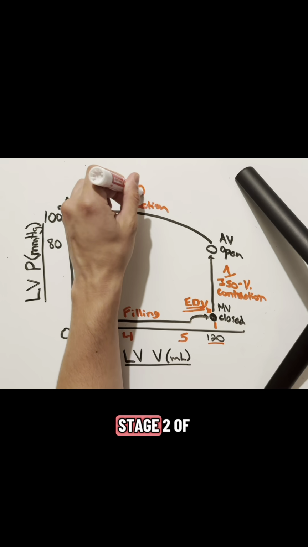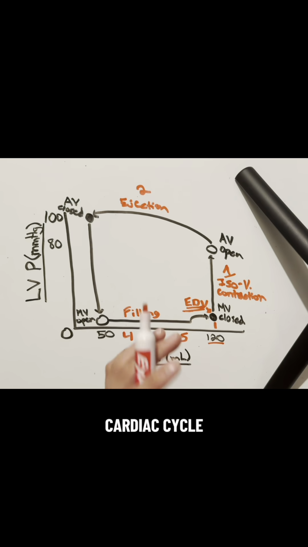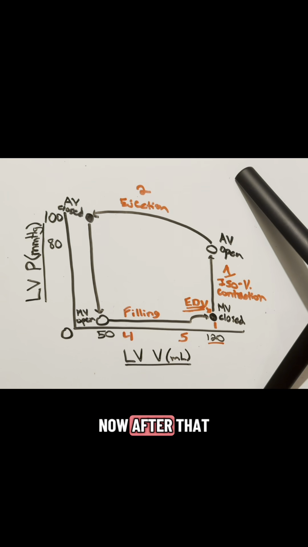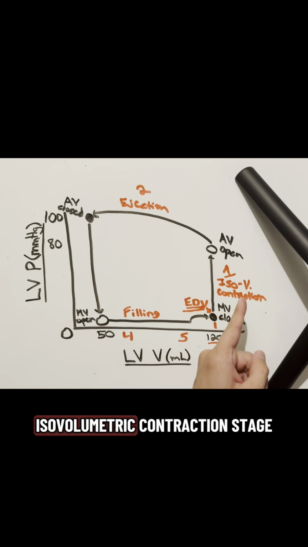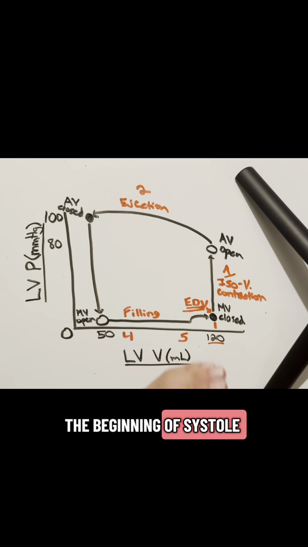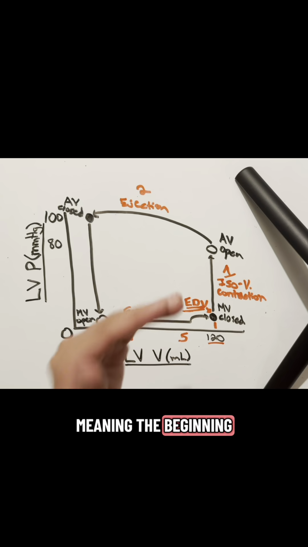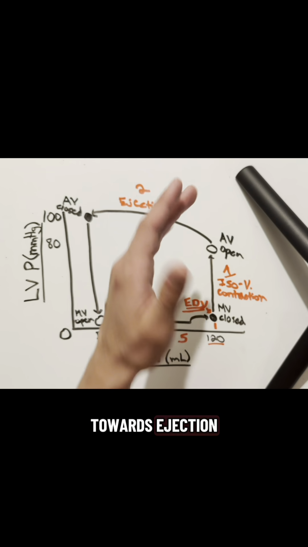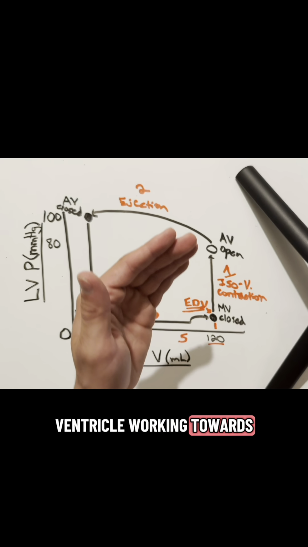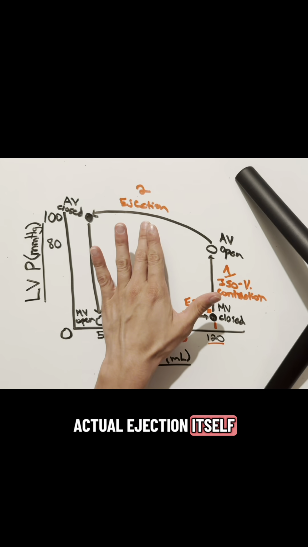Ejection is stage 2 of the cardiac cycle. Now, after that isovolumetric contraction stage of stage 1, with that being the beginning of systole and the beginning of the ejection process, meaning the beginning of us working towards ejection, or that left ventricle working towards ejecting blood, stage 2 is actual ejection itself.